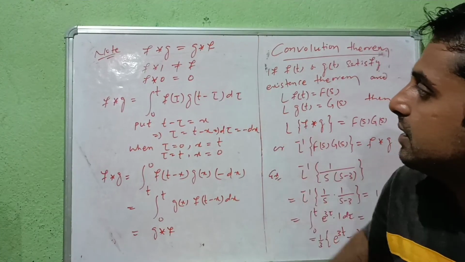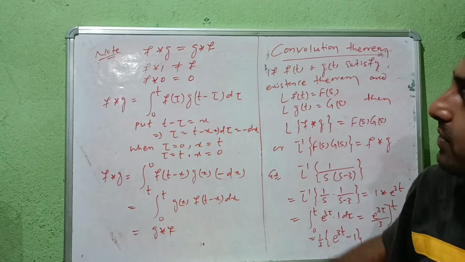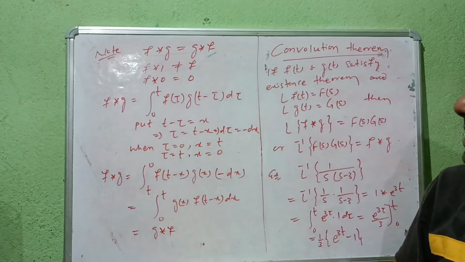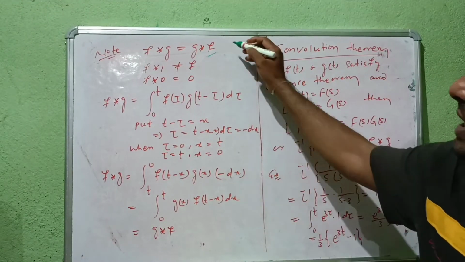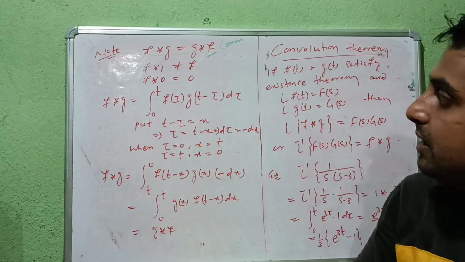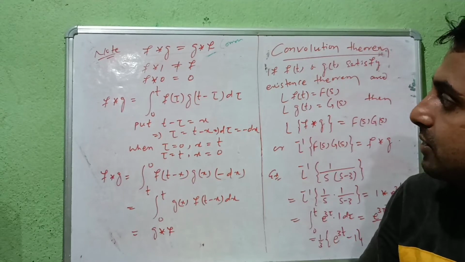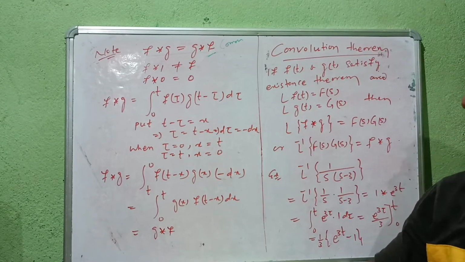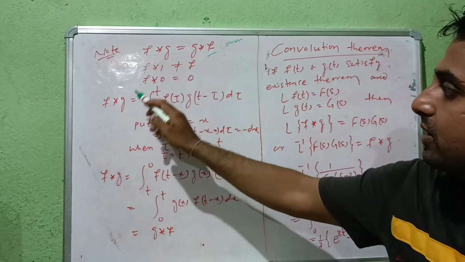Now note that f star g is equal to g star f. That means it satisfies commutative law. Are they equal? So if I want to prove this, then you can prove like this, whether they are equal or not.